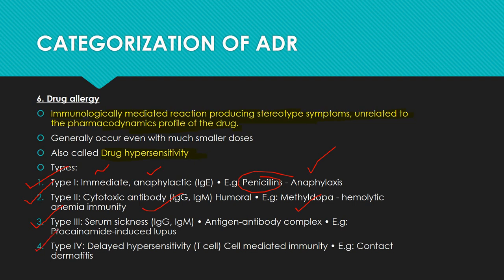And the last type is what? The last type is delayed hypersensitivity. It is due to T cell immunity, means cell mediated immunity. T cells mediate what? Cell mediated, so it is caused by that. And what is its example? That is contact dermatitis, okay? So this way we can say how allergy is related to adverse drug reaction, okay?